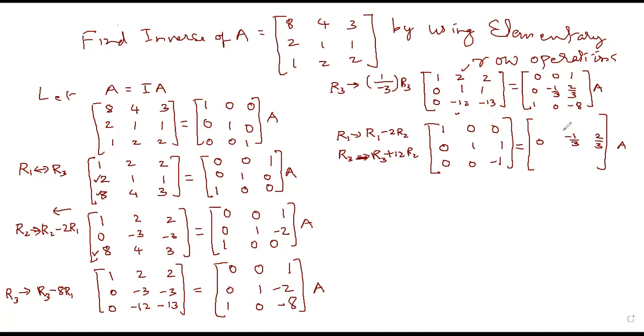The right hand side calculation may be somewhat difficult for you. Minus 2 multiplied with the second row and added in the first row, so this will not change. Here you multiply by minus 2, so it will become 2 by 3, and this will become minus 4 by 3. So 1 minus 4 by 3 is equal to minus 1 by 3.